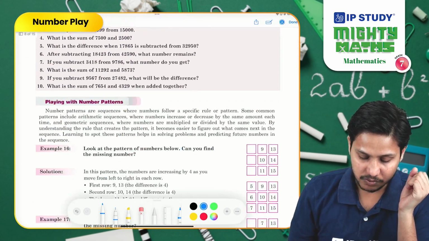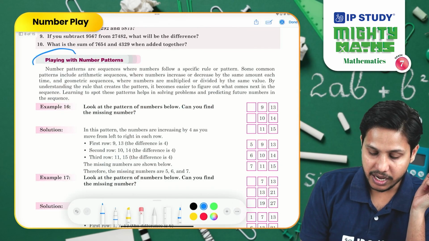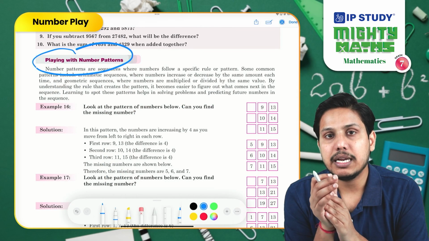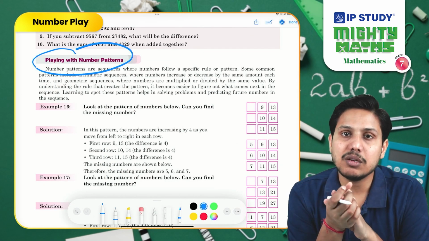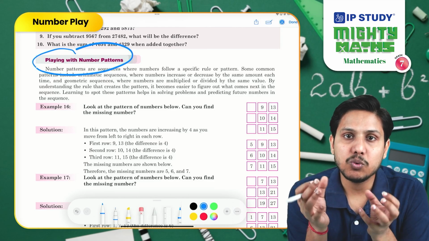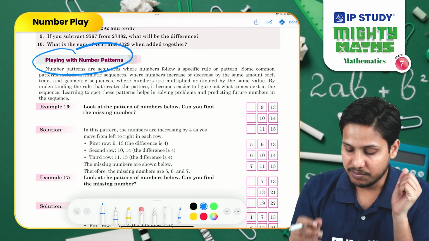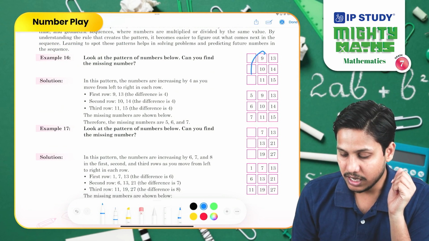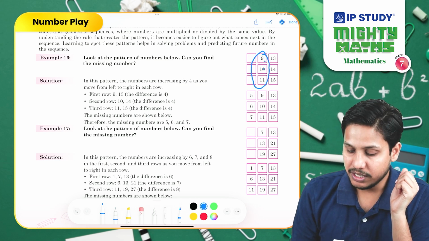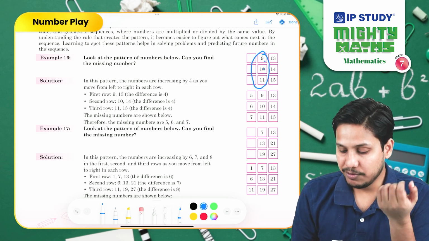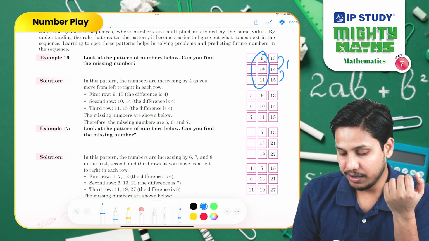Now moving to the next topic, playing with number patterns. Students, sometimes numbers can be arranged in such a way that there is a rule defining those numbers. Like if we see these numbers given here, we have 9, 10, 11. It means the number is increasing by 1. Here also by 1.